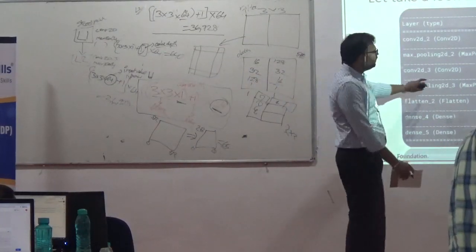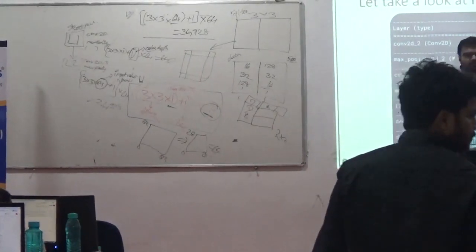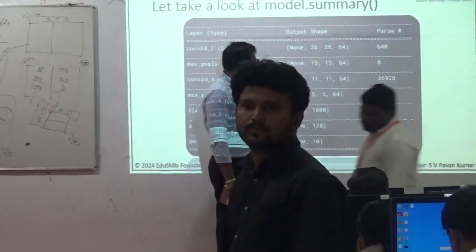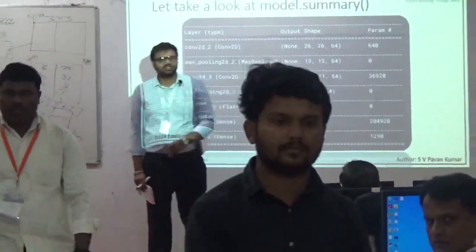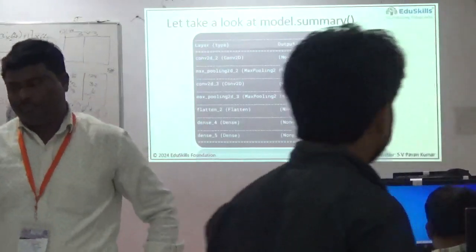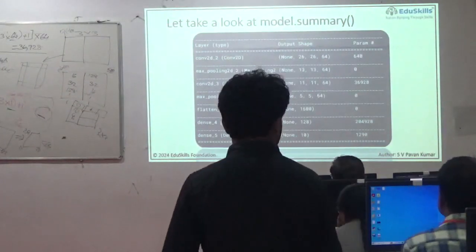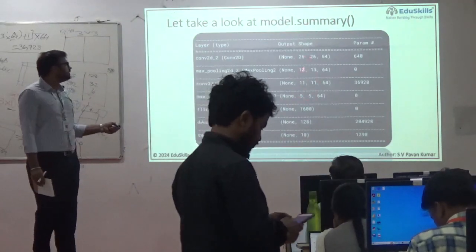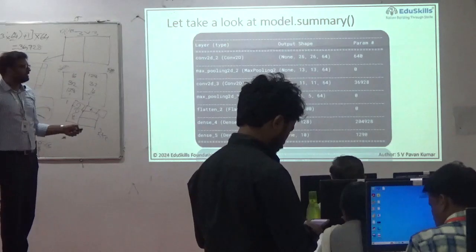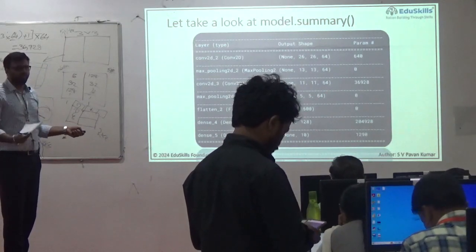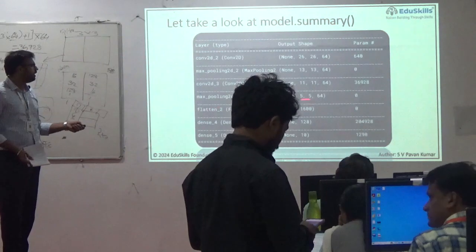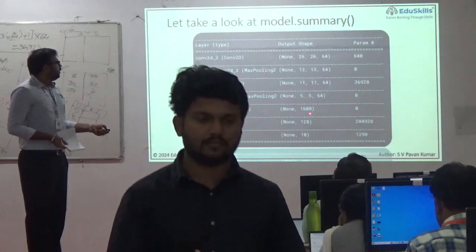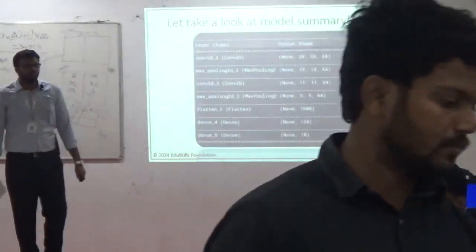Up to this layer, you saw how you got this number 36928. Next again 0, because we are doing max pooling. Now you people tell me how I got 1600 in the flatten layer. Up to here your job is done. So maximum convolution is done over here only. Apart from that, nothing is related to the convolution part.